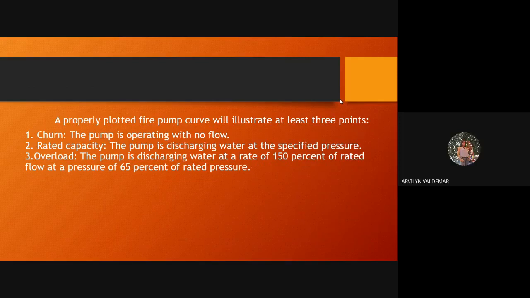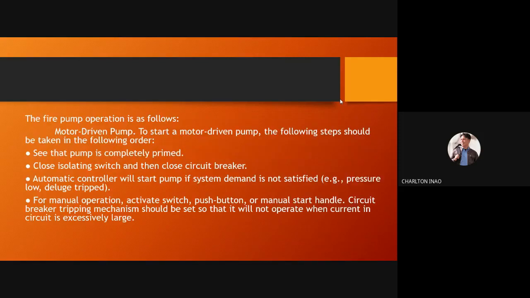A properly plotted fire pump curve will illustrate at least 3 points. First is the churn. The pump is operating with no flow. Second is rated capacity. The pump is discharging water at the specified pressure. Third is overload. The pump is discharging water at a rate of 150% of rated flow at a pressure of 65% of rated.